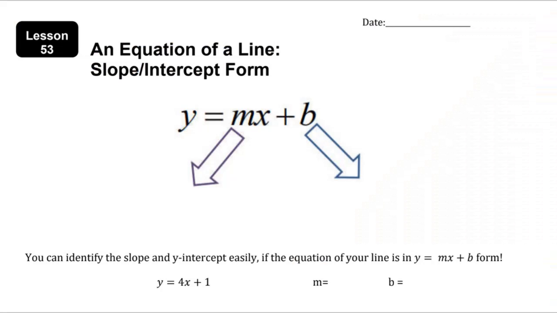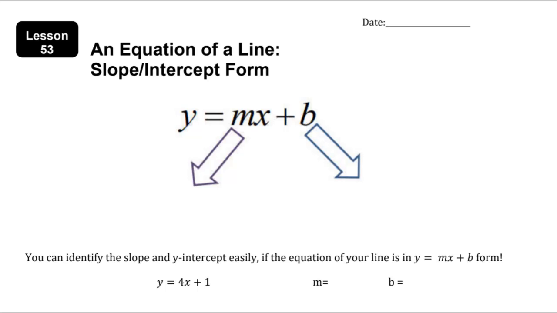Hey everybody, welcome back. This is lesson 53, an equation of a line, slope-intercept form. We are starting in unit 7, which is on linear functions. We're going to do a lot of graphing of lines and pulling apart all sorts of things that go along with lines, including the things that we're going to talk about today.